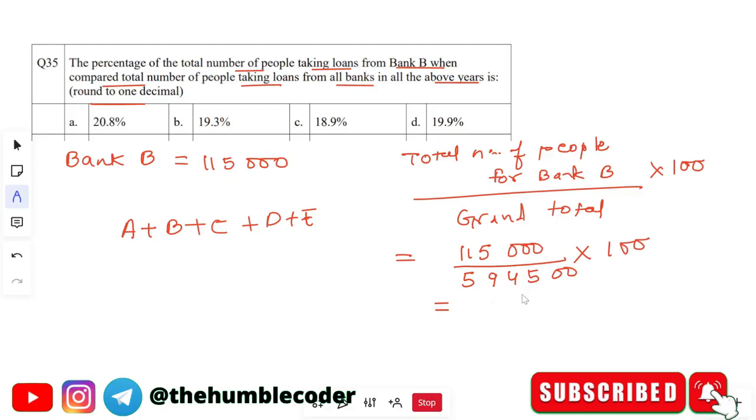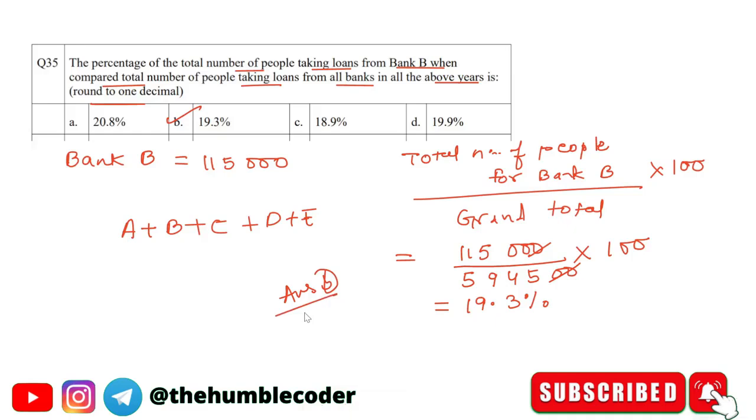When you finally solve it, this will get cancelled with this, and further when you solve it, you will get the final percentage value as 19.3%. So the correct answer for this question will be option number B, that is 19.3%. Hope you have understood it. For any doubts, you can ask me in the comment section. Moving on to the next question now.